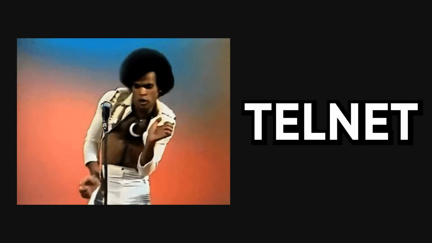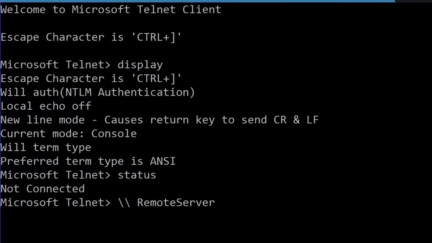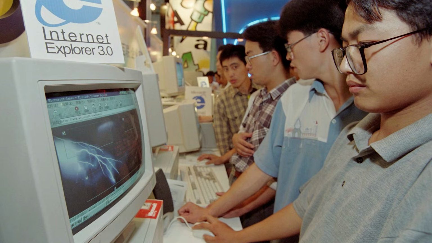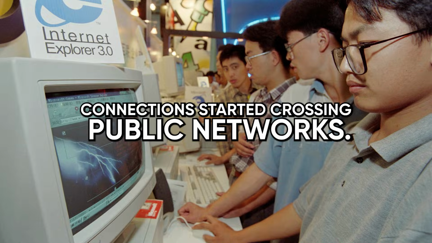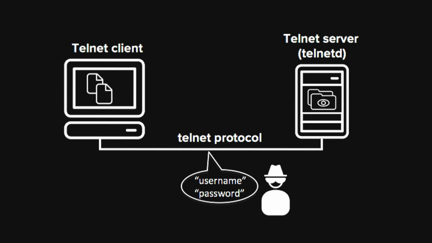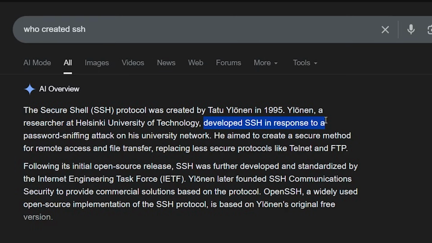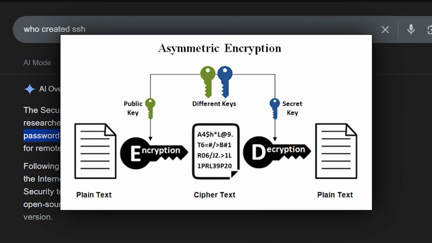Back in the 70s, when Telnet was invented, sending unencrypted packets wasn't a huge concern because the internet barely existed. If you connected to a remote machine, it was probably in the same building on the same campus network. But as the internet grew and connections started crossing public networks, anyone sitting in the middle could intercept credentials in plain text. That's exactly what happened at Ylönen's university. Someone was running a packet sniffer, capturing usernames and passwords as they flew across the network.